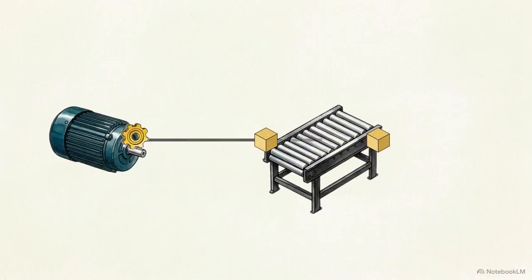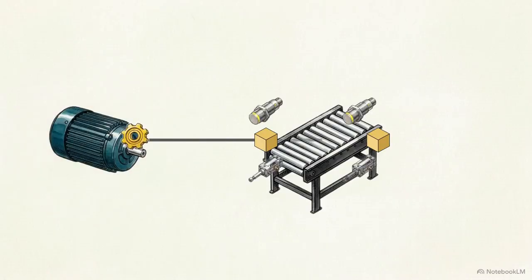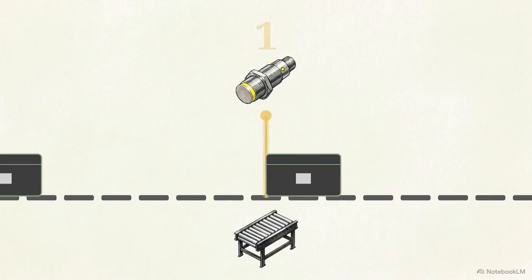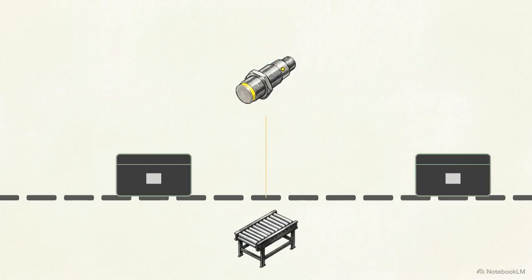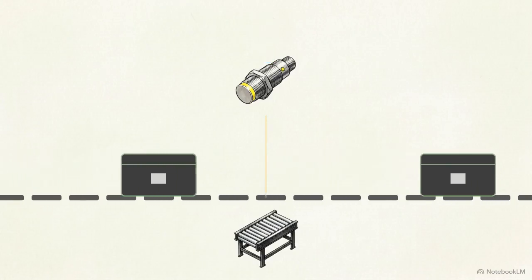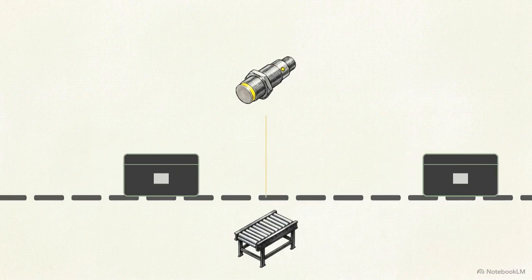However, a motor on its own is a blind system. If a blockage occurs, the motor will continue to draw power until the belt snaps or the drive fails. To prevent this, we add Layer 2, sensing and state. Proximity instrumentation acts as the eyes of the machine. These sensors detect the presence or absence of a product as it moves down the line. This converts physical presence into a binary state. The sensor registers a 1 when an object is detected and a 0 when the space is empty.